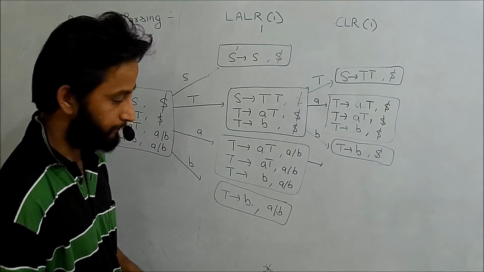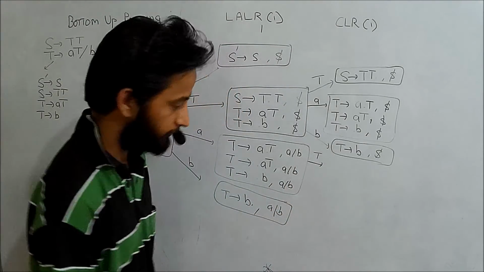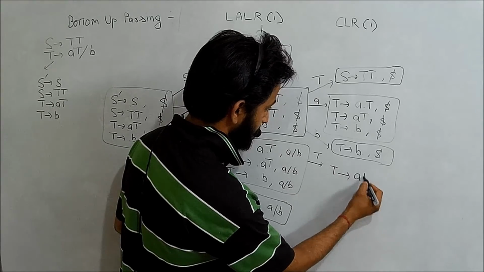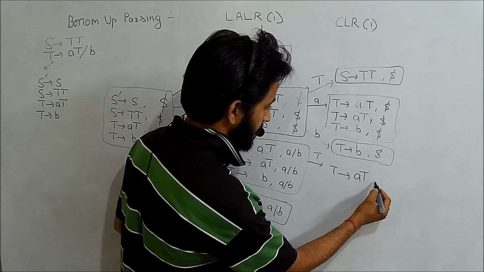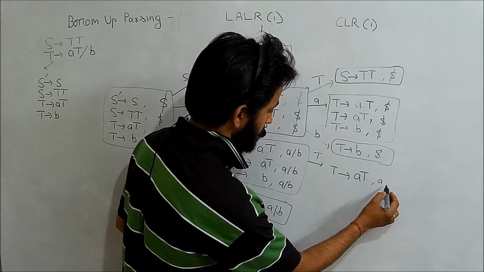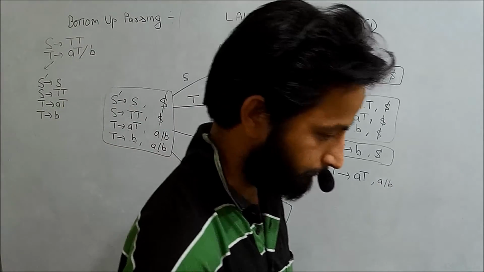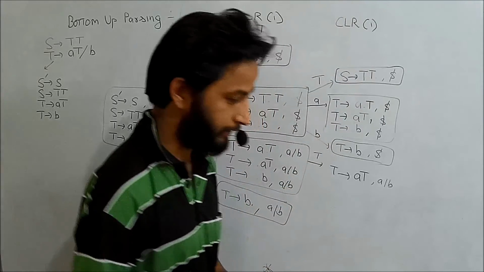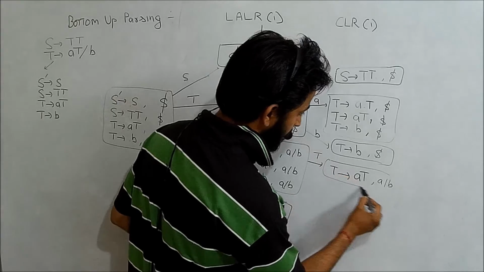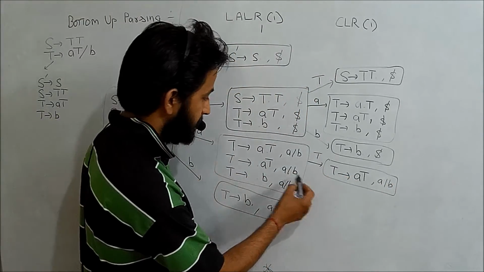Okay, so next I will check for this. At this point, when I move the T, it will become T derives AT dot, and the look ahead will remain as it is, A, B and C. This is the final item because the dot is at the rightmost side of the production. Next we will check for A.